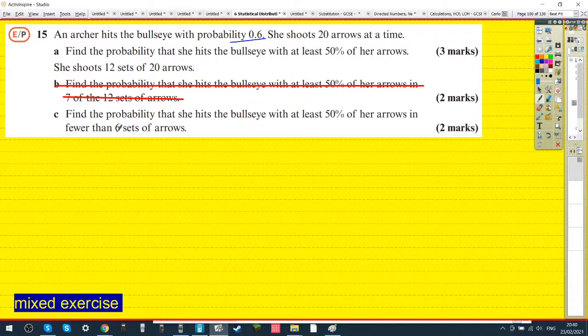So would the lower be 12? What is 50% of her arrows? 10. Yep. So is the lower 10 then? Yep. Lower is 10. They just phrased it that way to throw you off a bit. And the upper is 20? Yep. I got 0.87248. Okay.